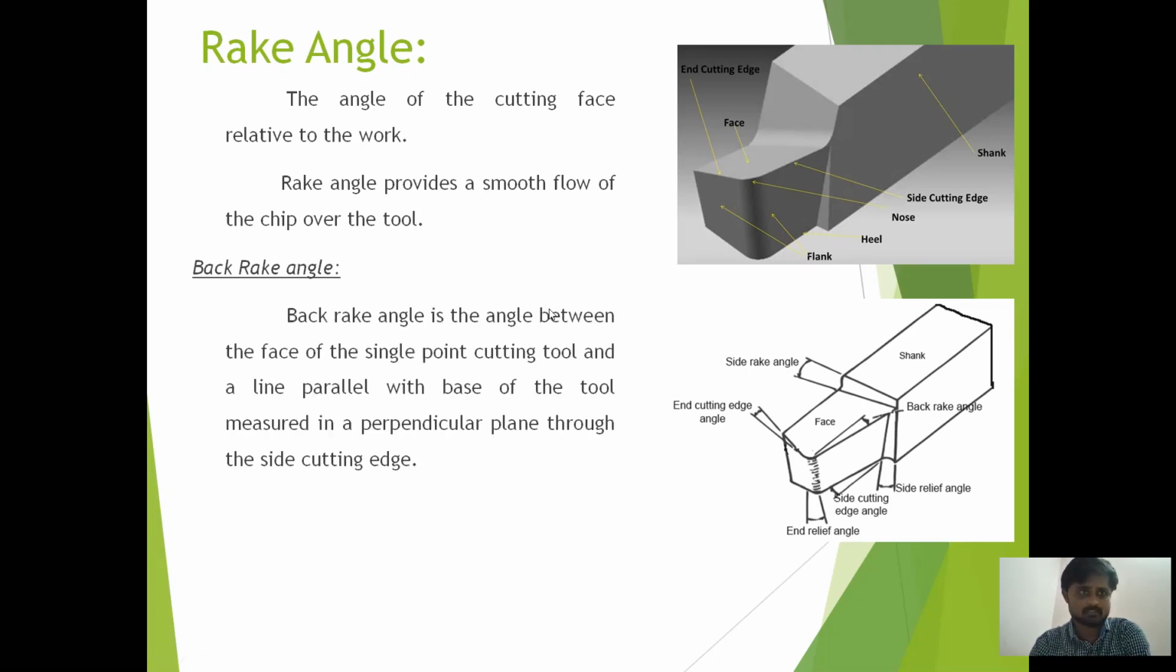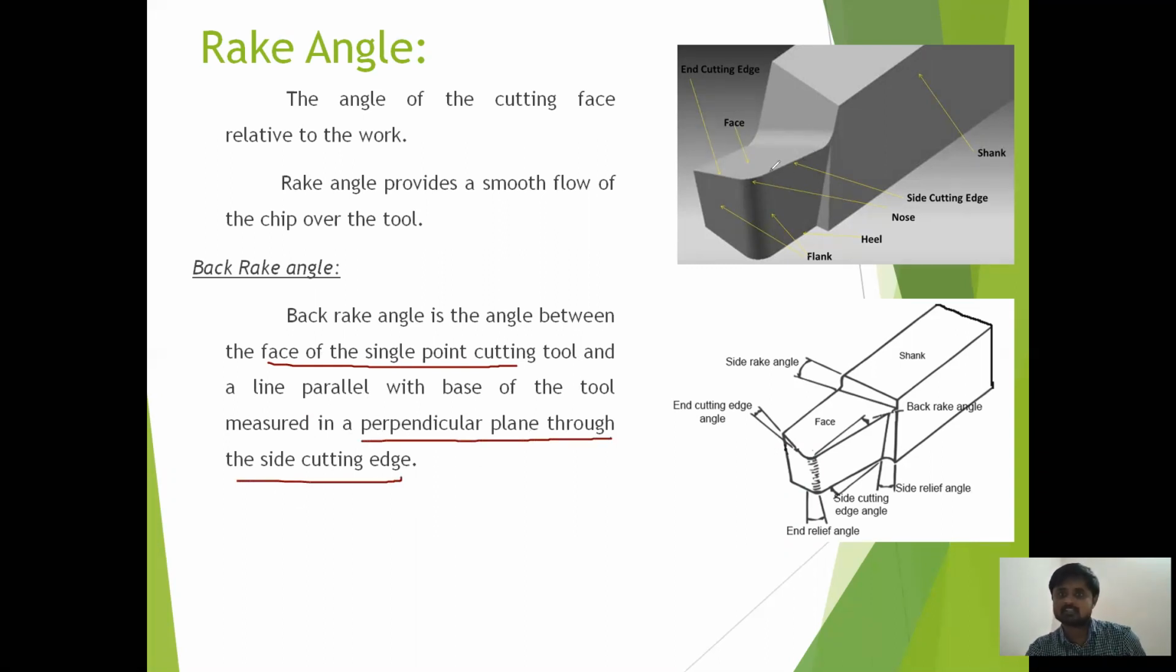Back rake angle. So what is the meaning of back rake angle? The back rake angle is the angle between the face of the single point cutting tool, this is the face, and a line parallel with the base of the tool, measured in a perpendicular plane through the side cutting edge. First of all, you have to concentrate on this phrase: a perpendicular plane through the side cutting edge.